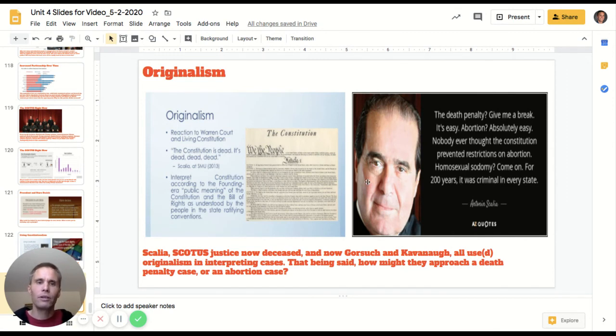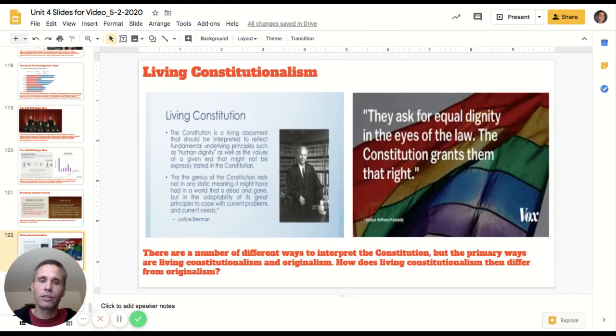In other words, again, the originalists argue that if it is not explicitly stated within the Constitution, then the courts ultimately have to let the state laws stand, that it is up to the states to make those decisions. Now, whether or not you agree with Scalia or with Kennedy is completely up to you.